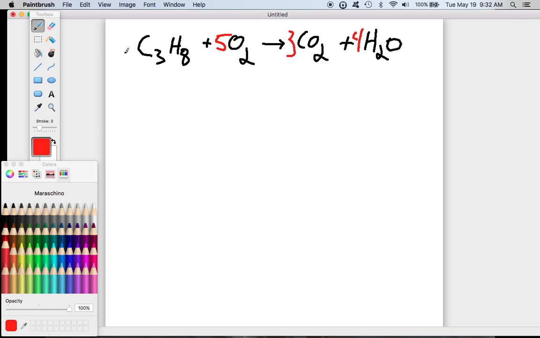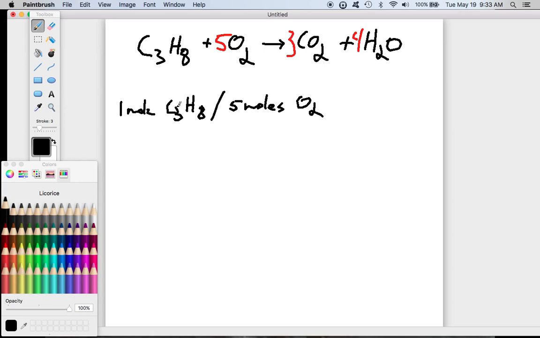Now, what is a mole ratio? Well, what's a ratio? A ratio is a relationship between 2 things. So what's the ratio between propane and oxygen? It's 1 to 5. So for every 1 mole of propane, you require 5 moles of O2. That's what my recipe says.